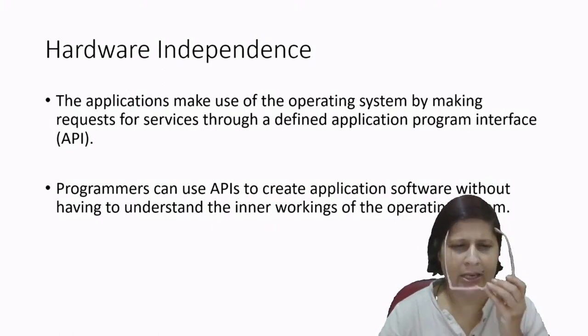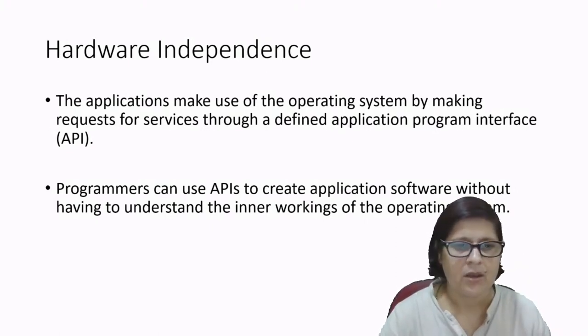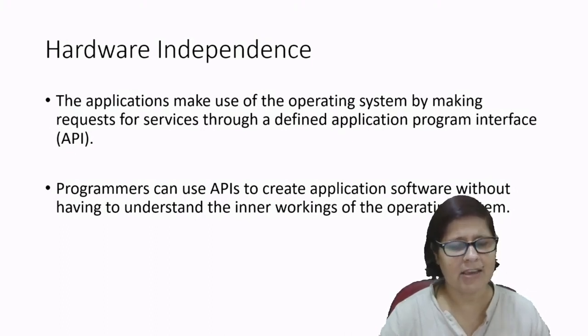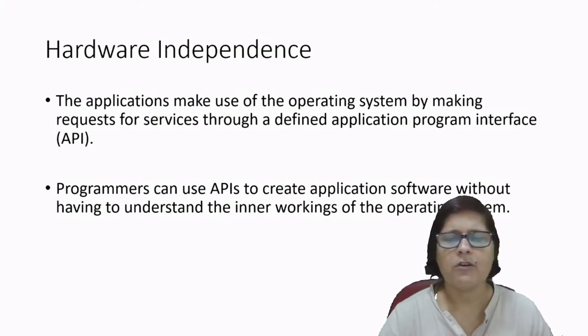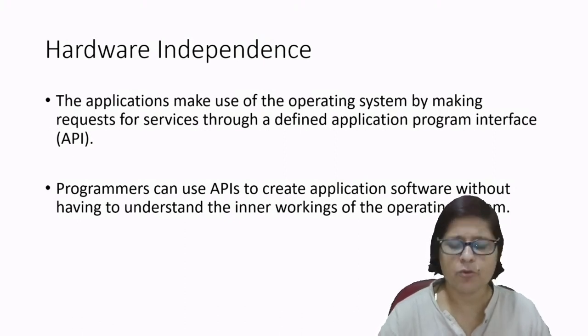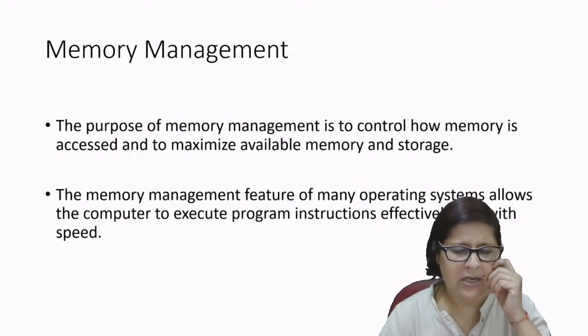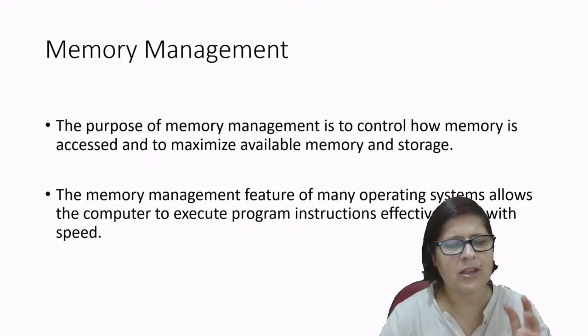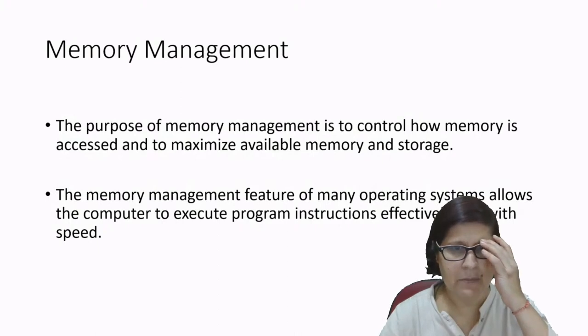As I told you, applications make use of the operating system by making requests for services through a defined application program interface, that is API. Programmers can use the API to create application software without having to understand the working of the operating system. There is no need to understand the operations of the operating system or your hardware, and the programmer can make programs using the API.